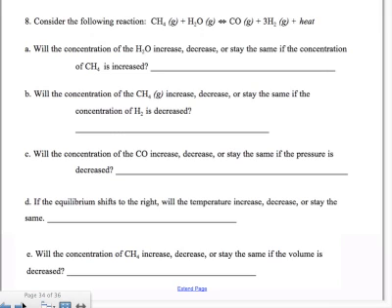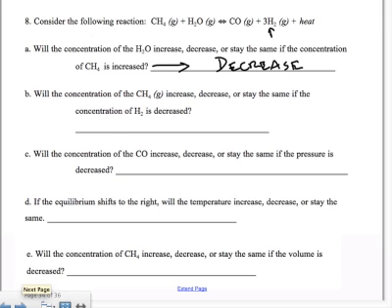Some equilibrium questions here. So would the concentration of H2O increase, decrease, or stay the same? Well, what happens if we add CH4 is that it's going to shift equilibrium to the right, and H2O is on the left. So you're shifting away from that substance, which means the concentration is going to decrease. Anything on the same side that you're adding to is going to go down because it's going to shift away from that side.